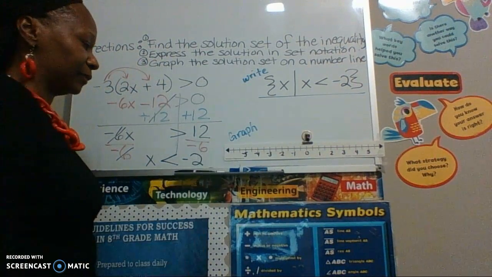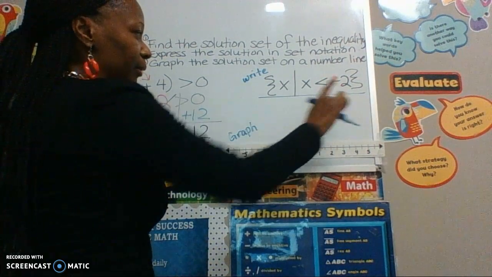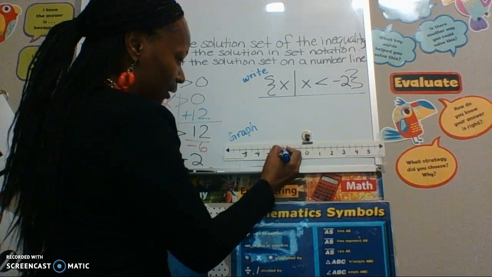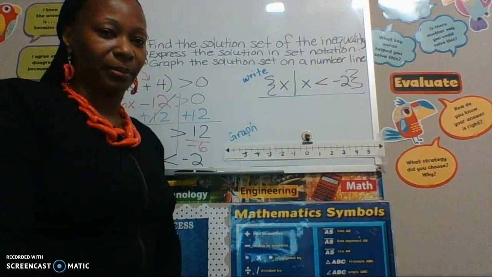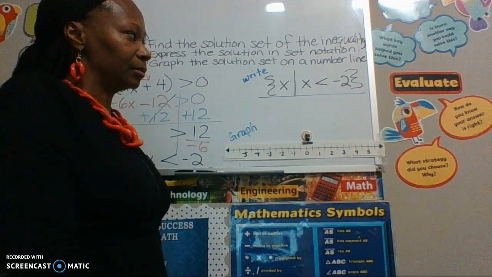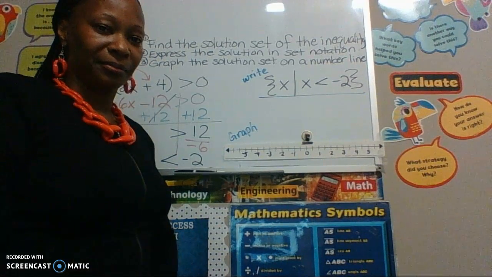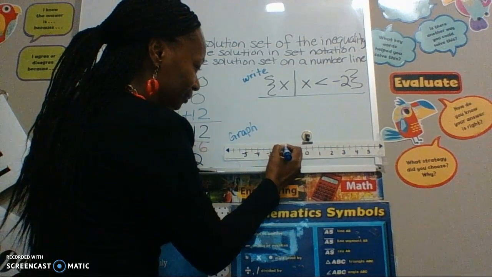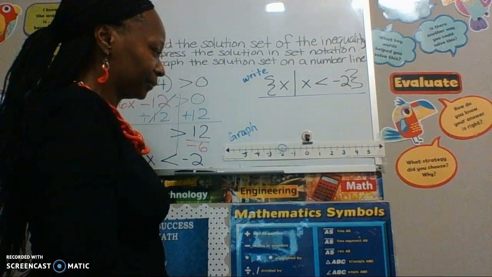Now, how do you graph that? Well, what's my endpoint? My endpoint is -2. So on the number line, I'm going to put a circle at -2. But what kind of circle should I put? Should it be open or should it be closed? Look at your inequality symbol. It's less than. What do you think? You're right. We should have an open circle at the -2.